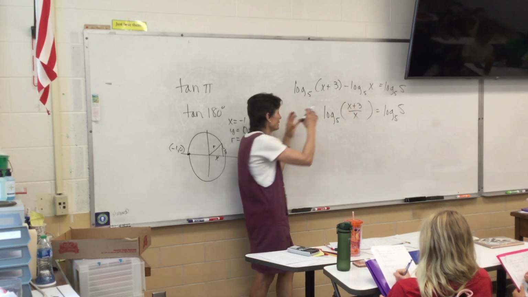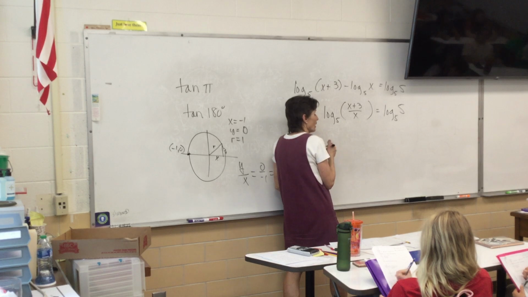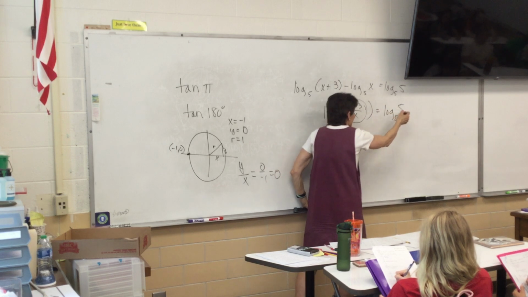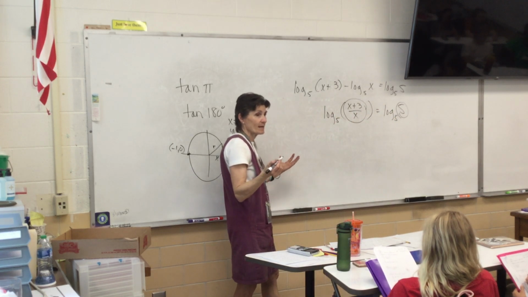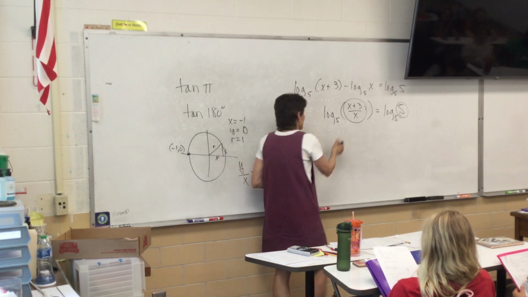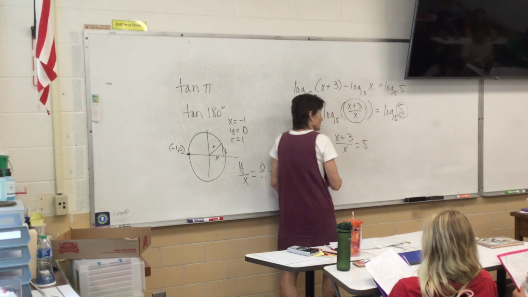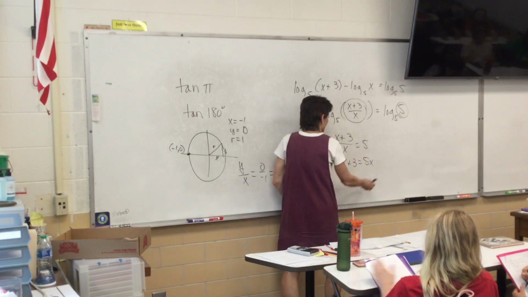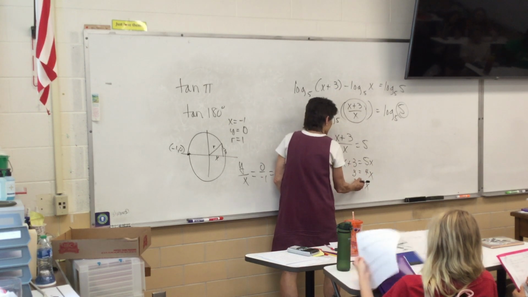So now we have one logarithm equal to one logarithm. Well, use your common sense. If the logarithm of this is exactly the same as the logarithm of this, what does that mean? What has to be the case? They're the same. So x plus 3 over x has to be 5. Then you solve. So x plus 3 equals 5x. 4x equals 3. Looks like x is 3/4.